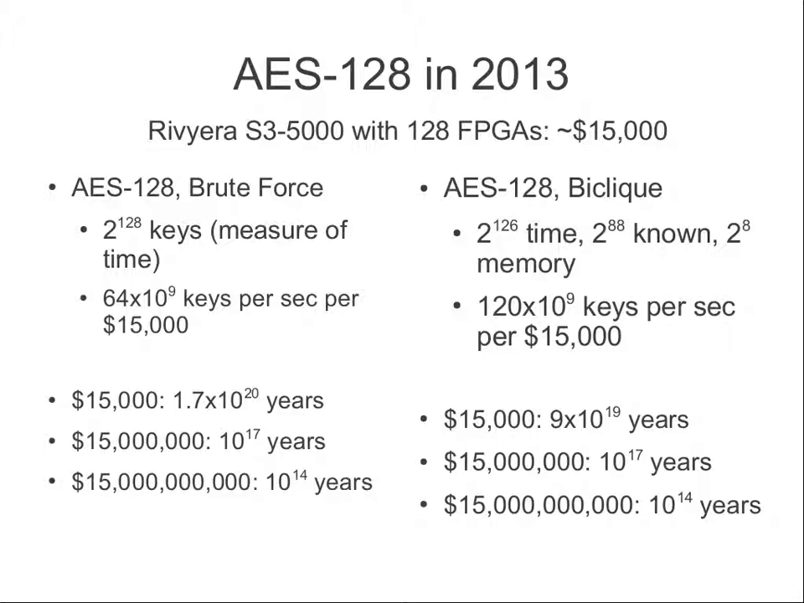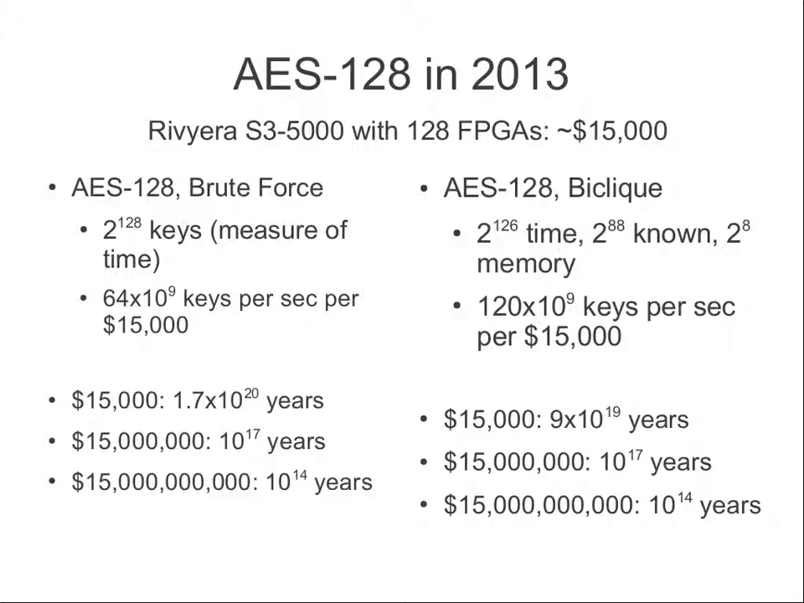If you had more money, you could buy 1,000 of these. $15 million, you reduce to 10 to the power of 17 years. If you have $15 billion, you could do it in about 10 to the power of 14 years. Still impossible. If you multiply by 1,000 again, spend even more money, you still can't break AES 128. That's the point there.